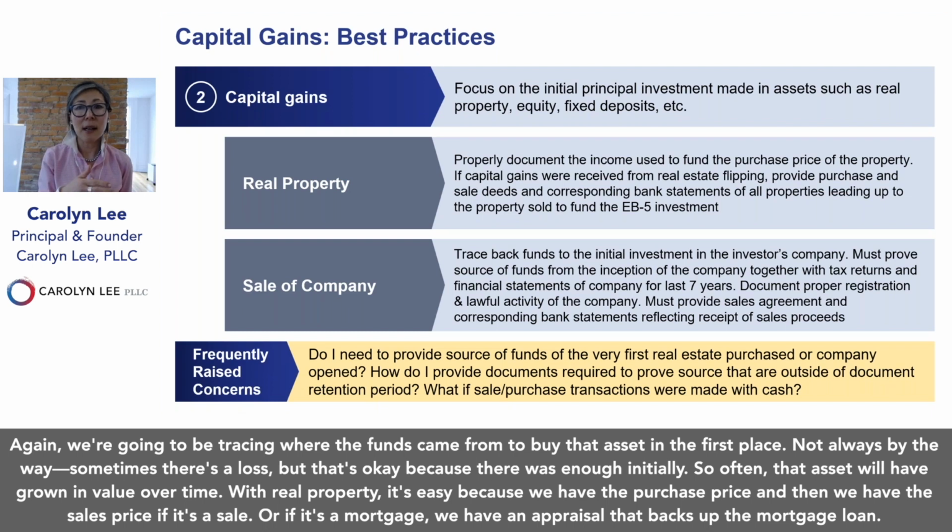That asset, not always, by the way, sometimes there's a loss, but that's okay because there was enough initially. So often that asset will have grown in value over time. With real property, it's easy because we have the purchase price and then we have the sales price if it's a sale, or if it's a mortgage, we have an appraisal that backs up the mortgage loan.